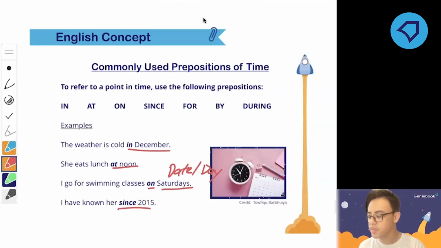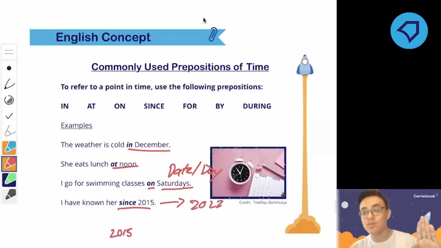So 2015 up all the way till now, 2022, right? I still know her. Okay, I have known her since 2015 all the way to now. It tells us how long I have known her for. Yes, year. Thank you, Cedric.